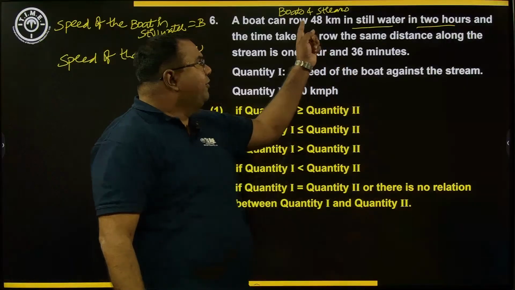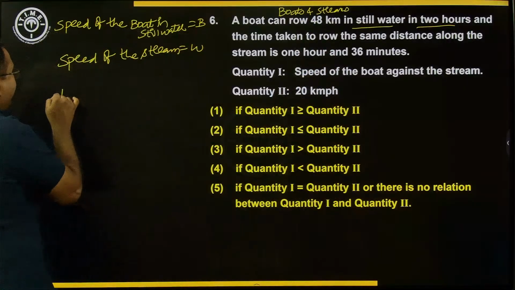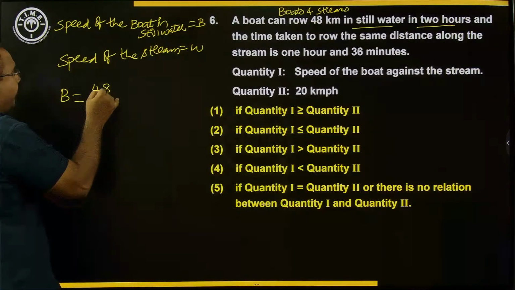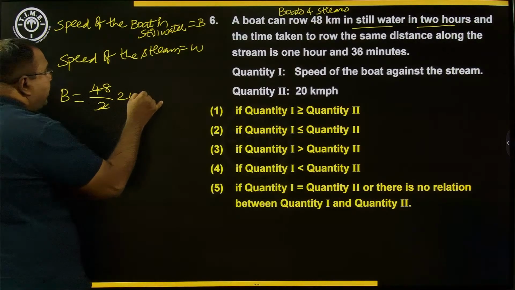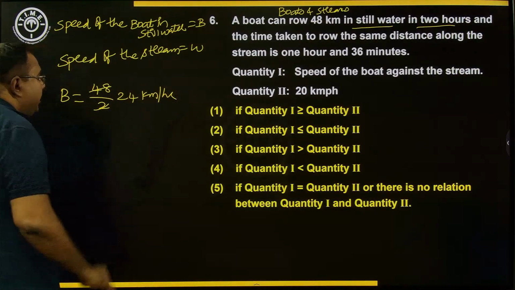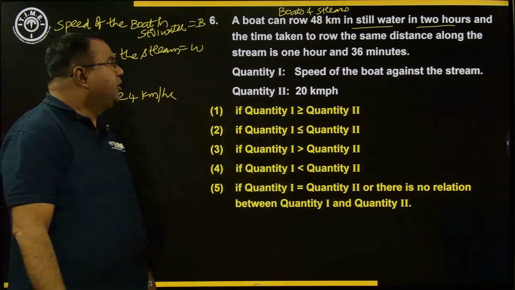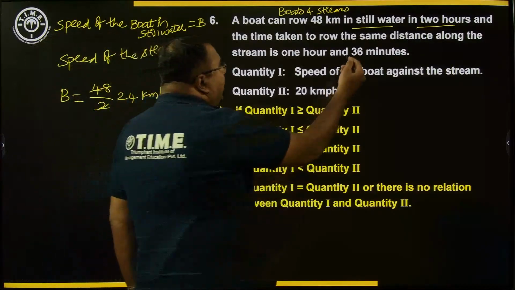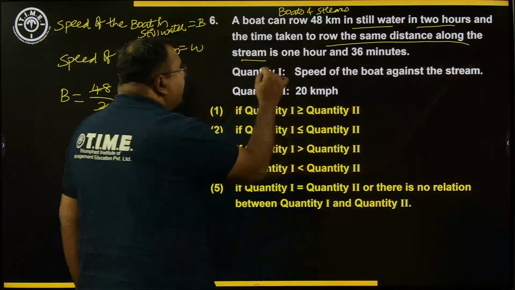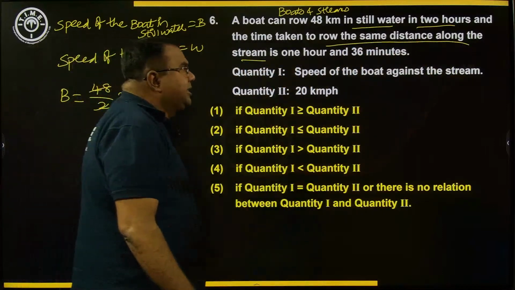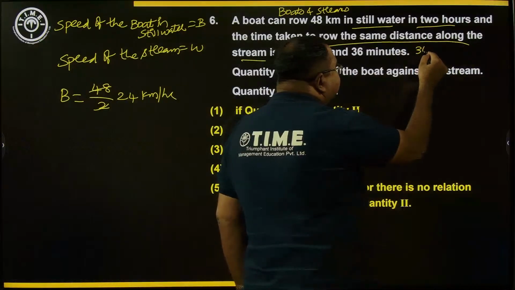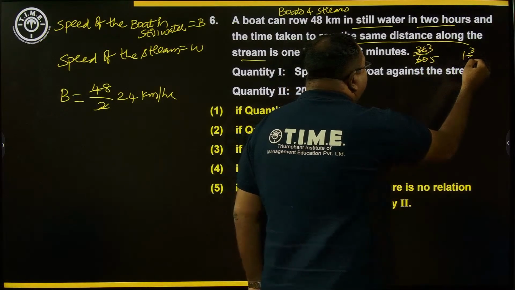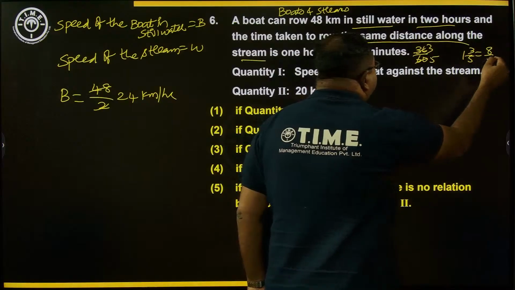So the boat can travel 48 kilometers in 2 hours. I can find B value. Speed is equal to distance by time, 48 by 2. So it is 24 kilometers per hour. And the time taken to row the same distance along the stream, that is downstream, is 1 hour 36 minutes. 36 minutes is 36 upon 60, convert into hours, it is 3 by 5. So it is 8 by 5 hours.